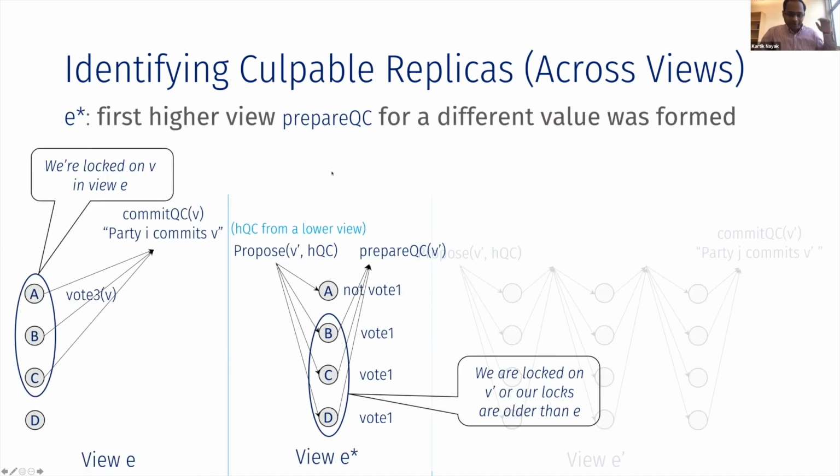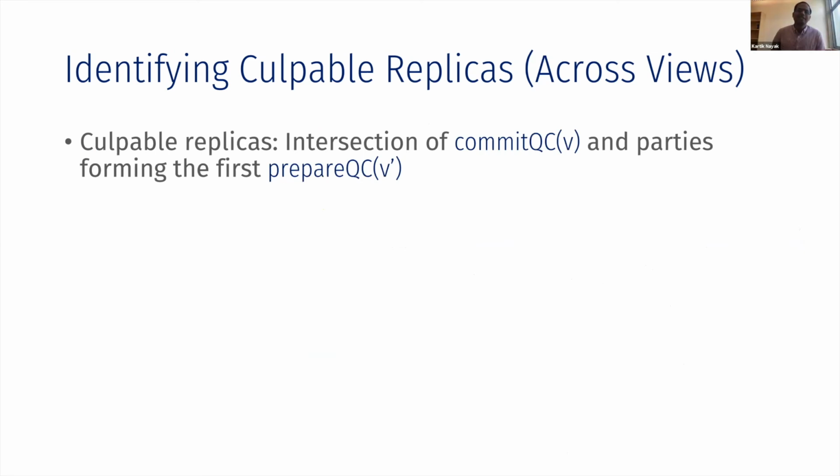So by the way, in terms of the poll itself, the right answer was, I do not know, because I had not given you sufficient information to say one or the other. So there are two people who got it right. So to detect culpable replicas, I'm just looking at the intersection of the commit QC of the first commit and parties forming the first prepared QC afterwards on a different value.